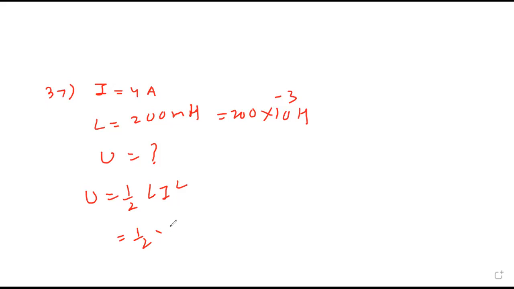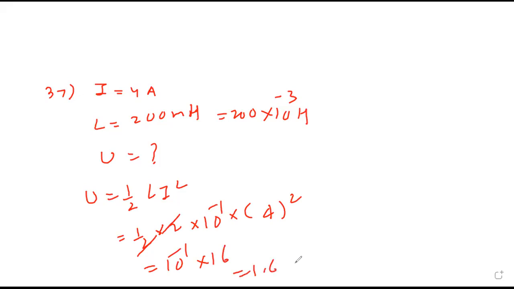Half of 2 into 10 raised to minus 1 into 4 square. 1.6? Yes. Okay. 1.6 joule. Correct. Option D it is.